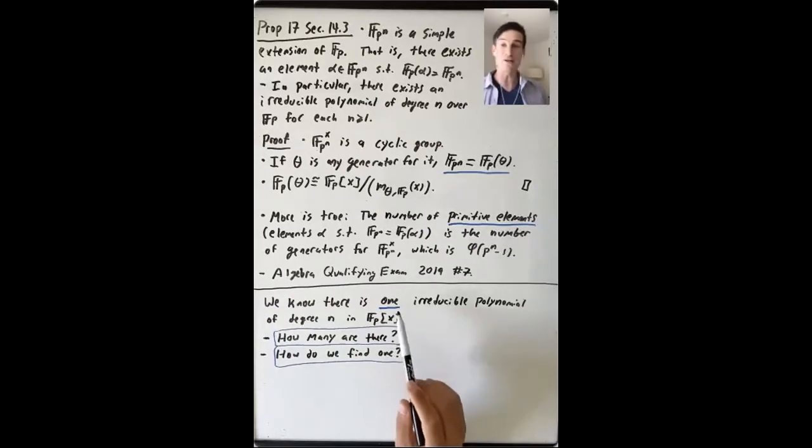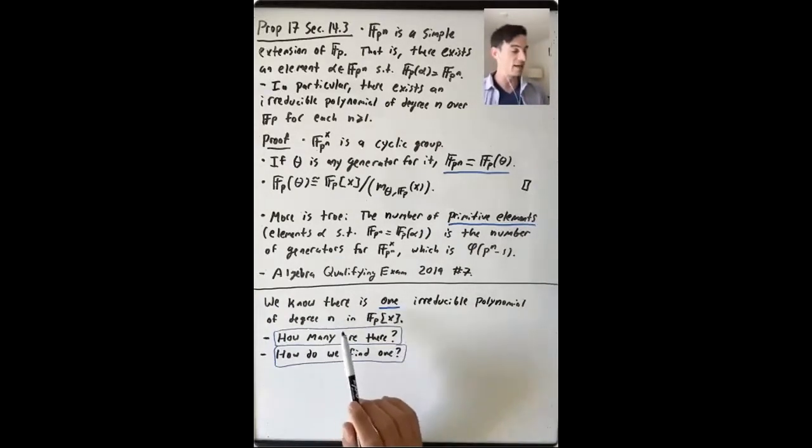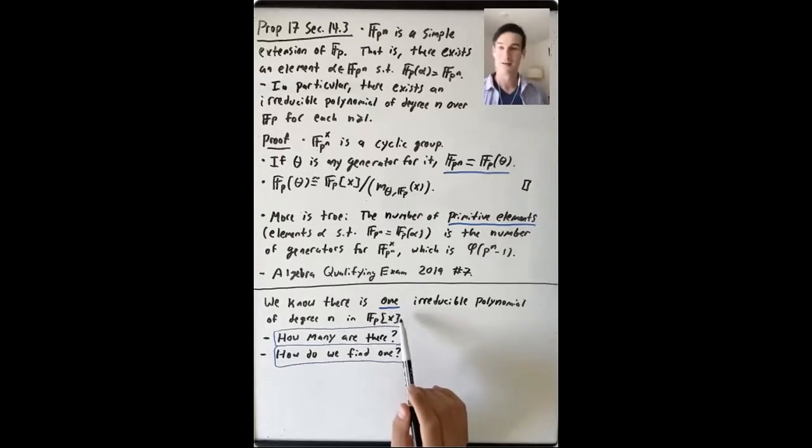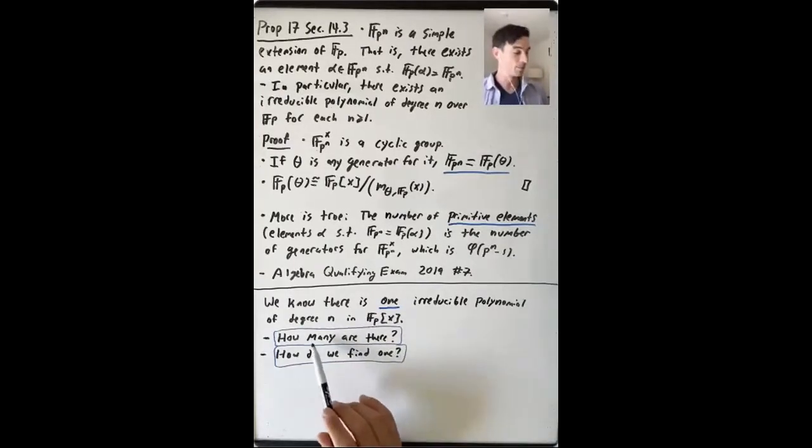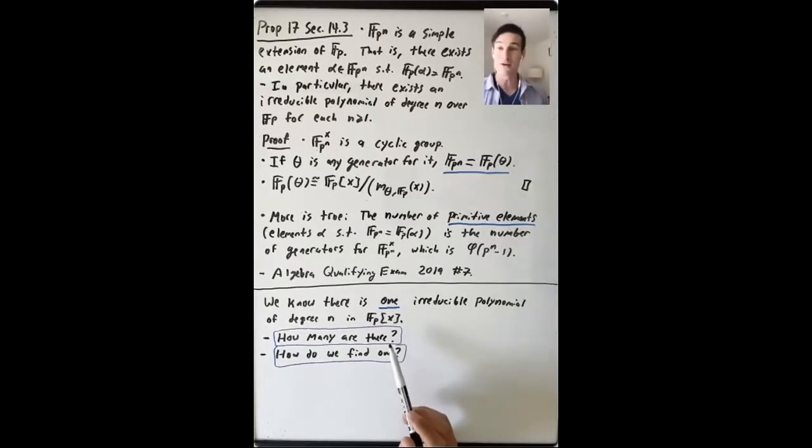Okay, so where are we now? So we know that there is at least one irreducible polynomial of degree n in Fp[x]. But how many are there? We know there's at least one, but maybe there's more than one. So that's one question to think about. And then another question is, how do we find one? So we know that there's an irreducible degree 4 polynomial in F2[x]. How do you find one? Do you just write down all the monic polynomials of degree 4 in F2[x] and then try to factor them? You could do that, but once the degree n and the prime p are big, that could take a very, very long time. So we'll talk about these questions in the next video.